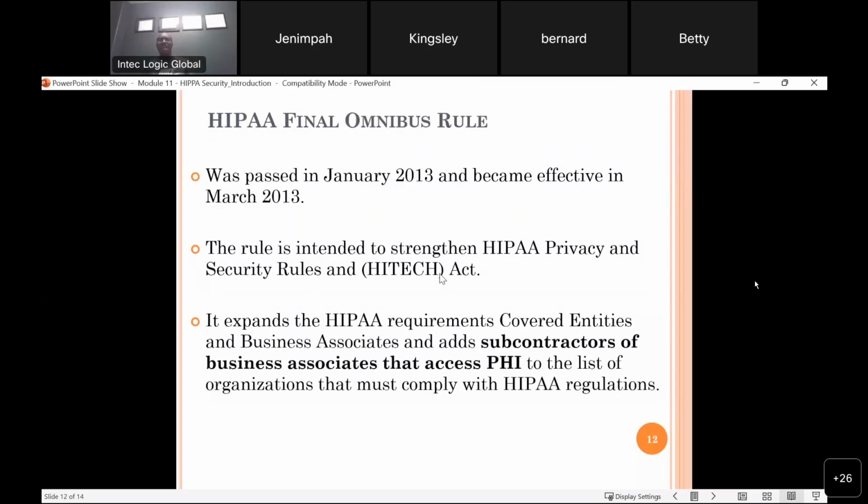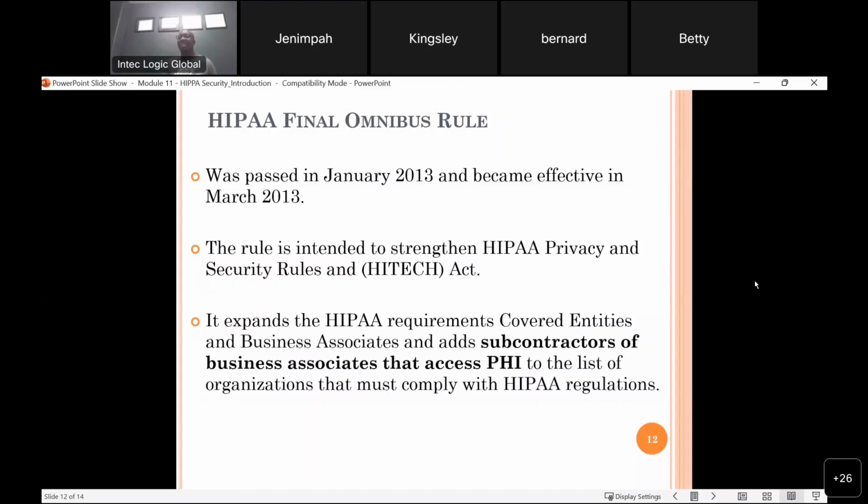Then the HIPAA Final Omnibus Rule. It was passed in 2013 and became effective in March 2013. The rule is intended to strengthen HIPAA privacy and security and the HITECH Act.